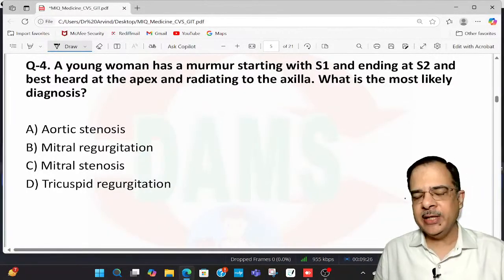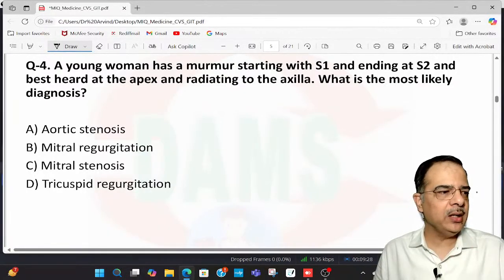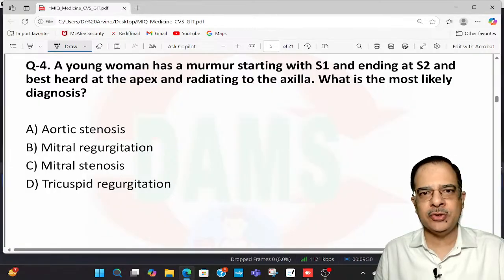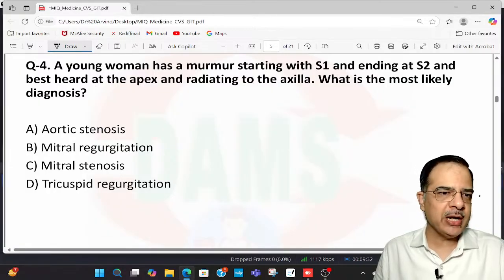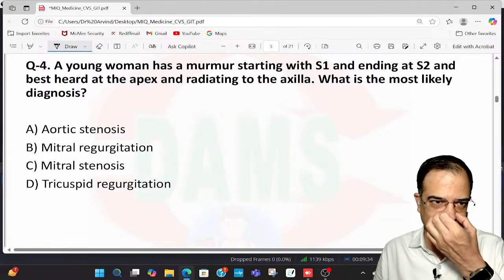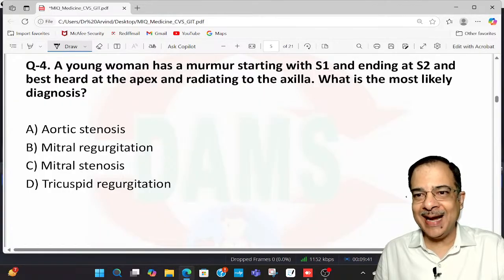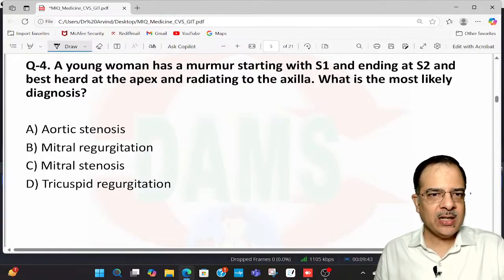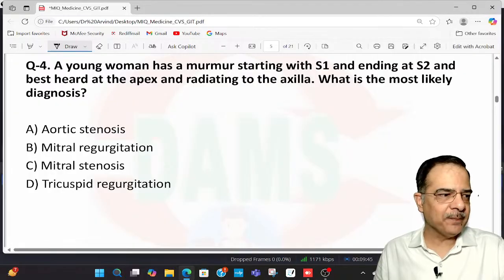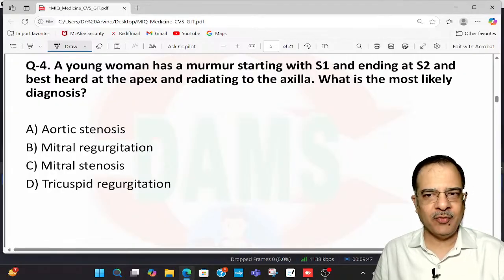Clinical based questions on cardiac murmurs. So with cardiac murmurs, let's understand which murmur this is and which disease it indicates. A young woman has a murmur starting with S1 and ending at S2, best heard at the apex and radiating to the axilla. So what is the most likely diagnosis of this condition?